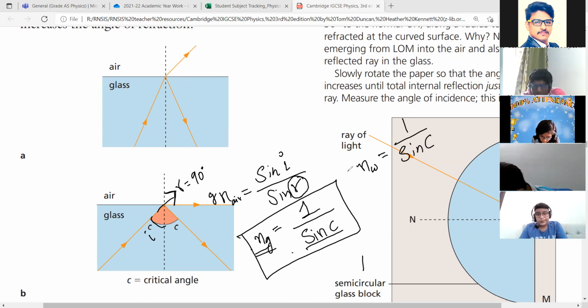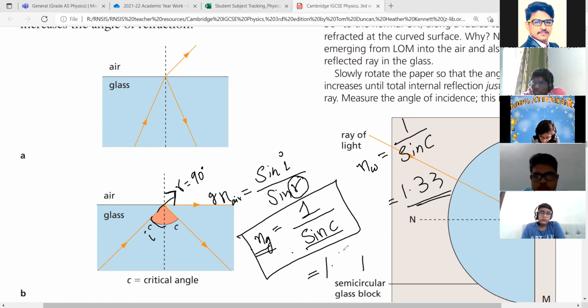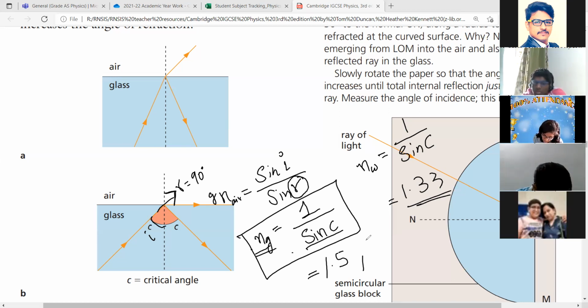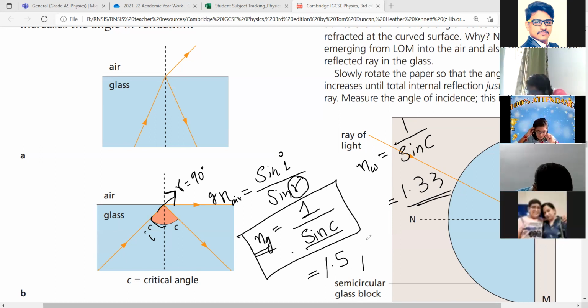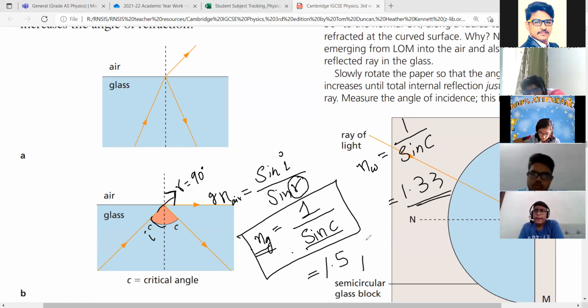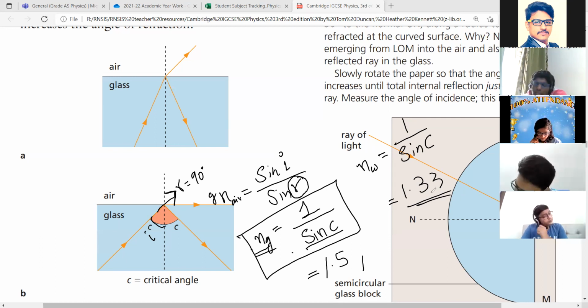And remember this, for water the answer is going to be around 1.33. For glass, it is going to be equal to 1.5 or around that. Remember this. Now you can check. If glass comes, my answer should be around 1.5. If you're not getting that answer, that means your answer is wrong. And if you're not getting around 1.33 for water, then your answer is definitely wrong. Sir, I'm getting 1.325.